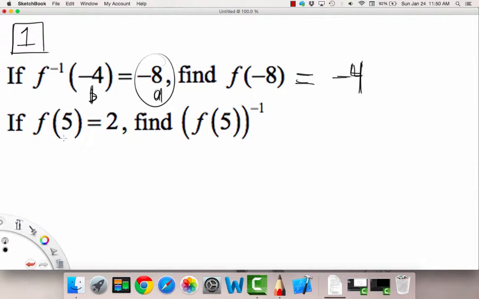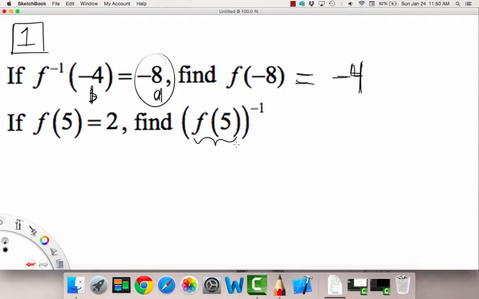This one says if f of 5 is equal to 2, find f of 5 to the negative 1 power. Notice the phrasing: I said to the negative 1 power. I didn't mention the word inverse, because we don't have f with a negative 1 attached directly to it, which would indicate inverse. This negative 1 is a power.